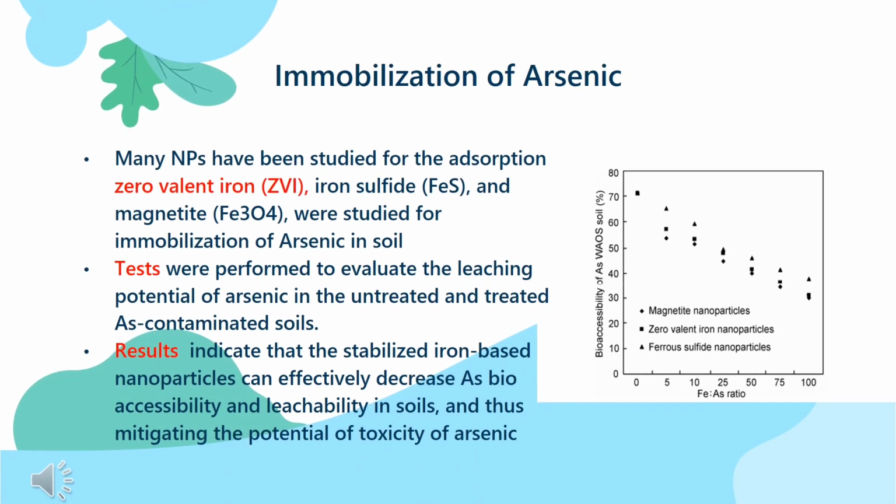Research has been done to check the immobilization of arsenic in contaminated soil by using iron sulfide, magnetite, and ZVI nanoparticles. It was found that iron-based NPs effectively decrease arsenic bioaccessibility and leachability in the soil, thus mitigating the toxicity of arsenic, by comparing treated and untreated soil samples, because of the greater adsorption with the passage of time between the arsenic and iron nanoparticles.